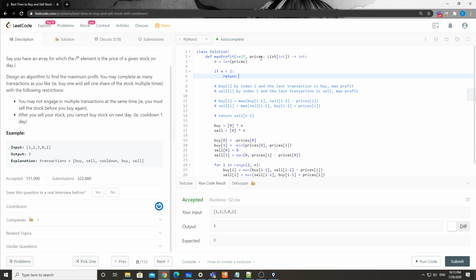Same thing, right? With one price, the only option we have is we don't buy it, because you are not allowed to buy and sell on the same day. And if you buy and you don't have any days left to sell, you end up spending on that stock but never got a chance to sell it. That's why when n is smaller than 2, we'll always return 0 here.